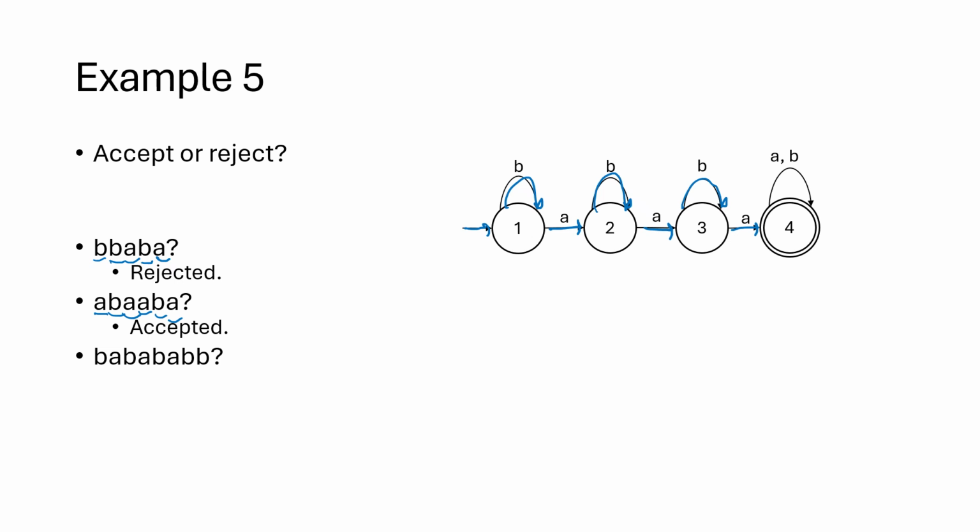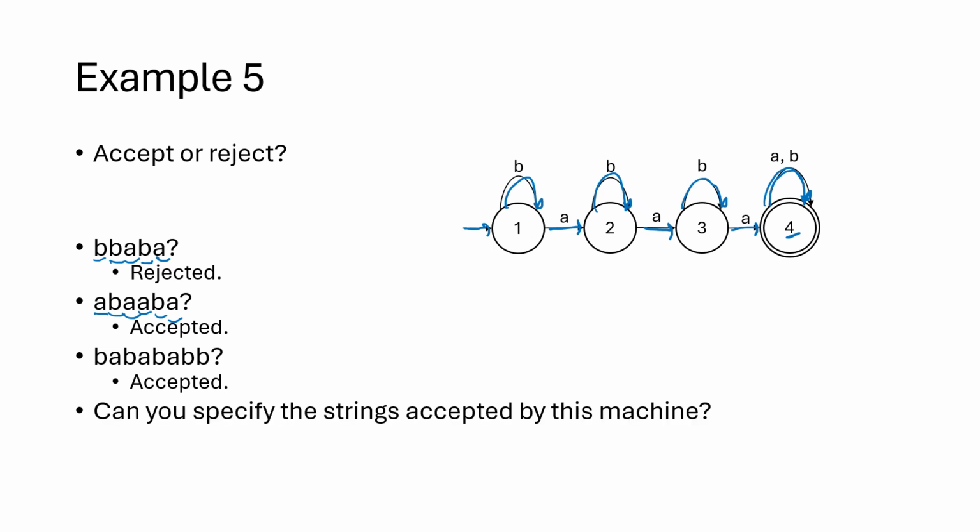And then 2 B's in a row. So we use this edge twice. And we end up at 4, which is an accepting state. So the machine accepts this input. So now, again, the same general question. Can we specify all the strings that are accepted by this machine? And again, looking at these 3 examples and also the diagram, you should be able to figure this out.